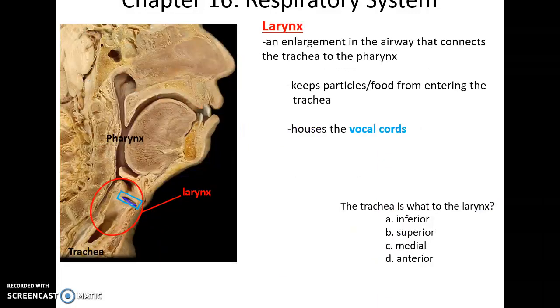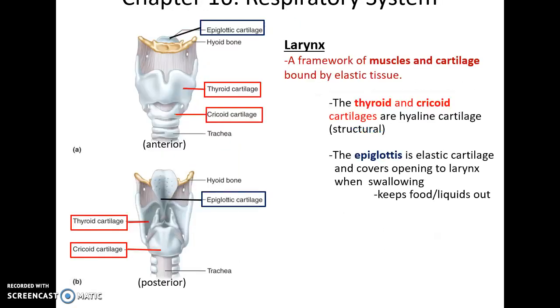The larynx, part of the lower respiratory tract. The larynx is an enlarged area that carries air and is able to connect to the trachea further down. In order to prevent food and liquids from entering the larynx, there's the epiglottis, which covers the top of the larynx and sends the food and fluids down into the esophagus. The larynx also houses the vocal cords, which produce sound, allowing us to speak.